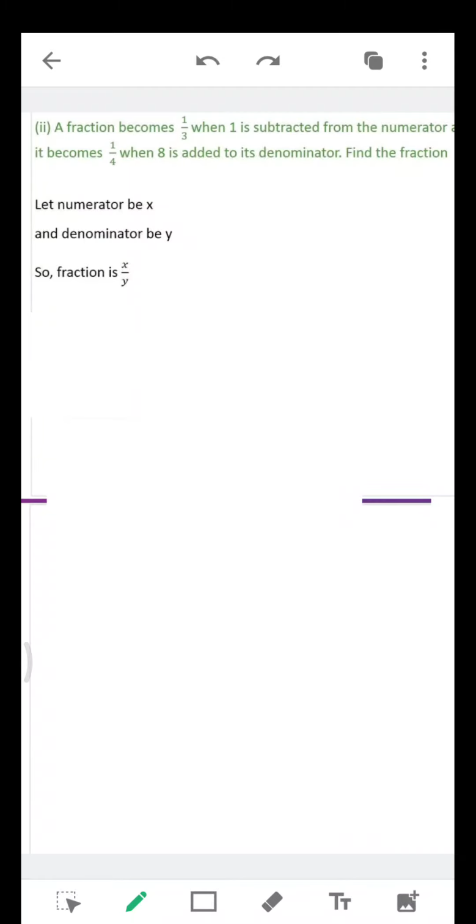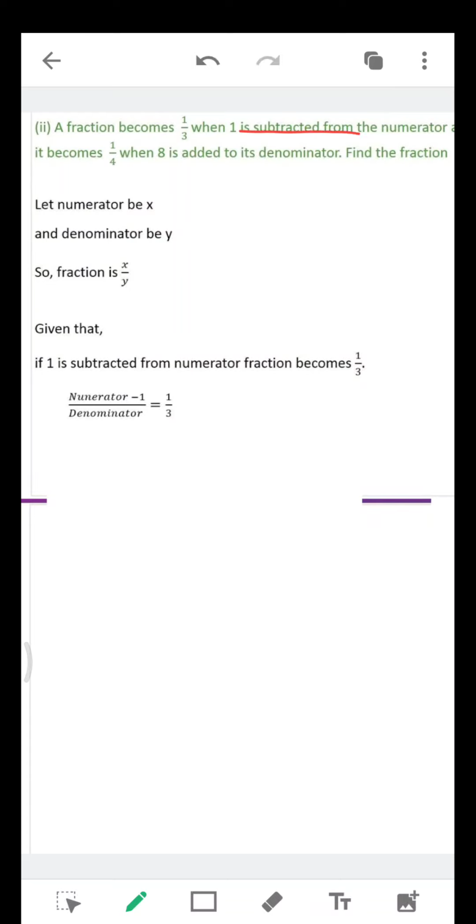We'll take, let the numerator be x and the denominator be y. This is the way we begin questions based on fraction. So the fraction is x by y. First condition: if 1 is subtracted from the numerator. Numerator is x, so it becomes x minus 1 by y. The denominator y is unchanged, we are not touching the denominator.